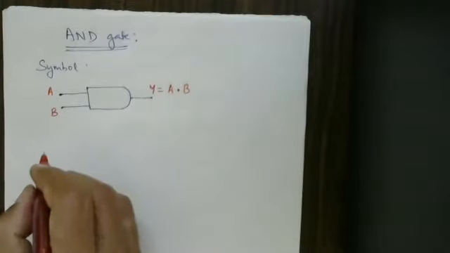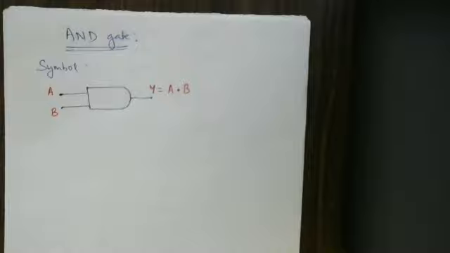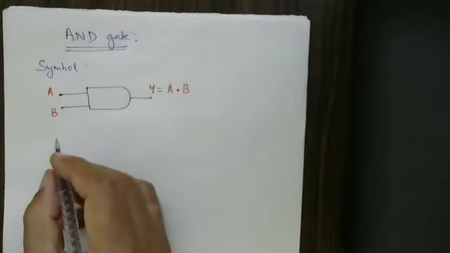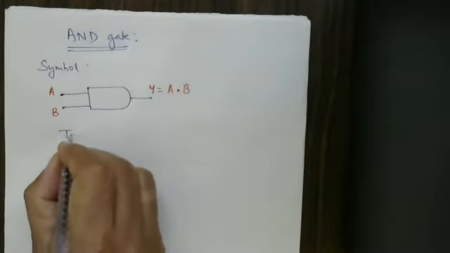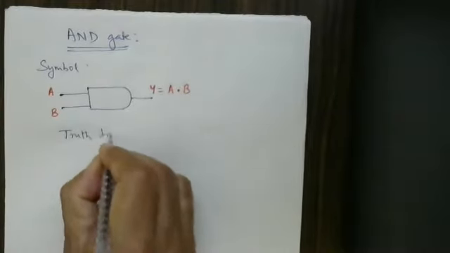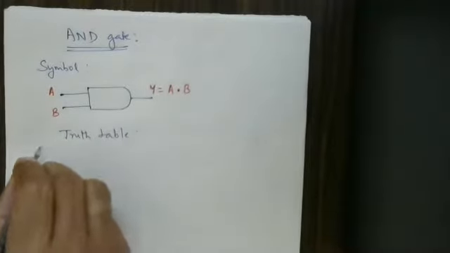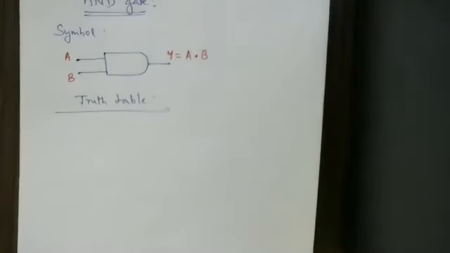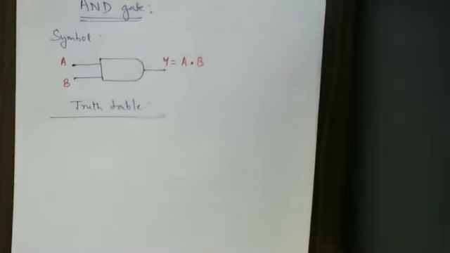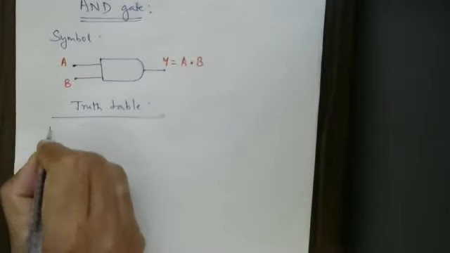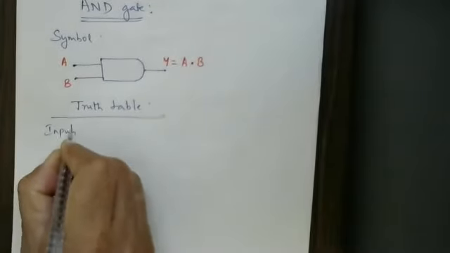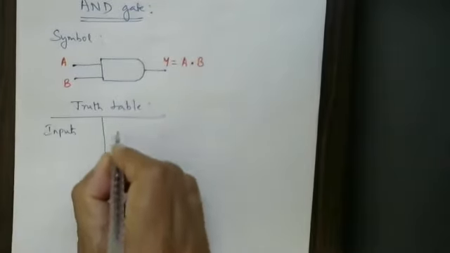Now the next one is the truth table. We are asking, write the truth table for AND gate. AND gate truth table, a 2 marks question. Write the truth table for AND gate. Now inputs are there and there is output.